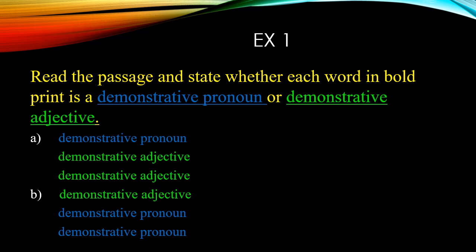Now it's time to solve the exercises, and question number 1 is, read the passage and state whether each word in bold print is a demonstrative pronoun or demonstrative adjective. Do remember, demonstrative pronouns always stand alone, while demonstrative adjectives are followed by a noun. Now read both the passages and try to find out the use of demonstrative pronouns and adjectives in them. You can find the answers after doing it independently.